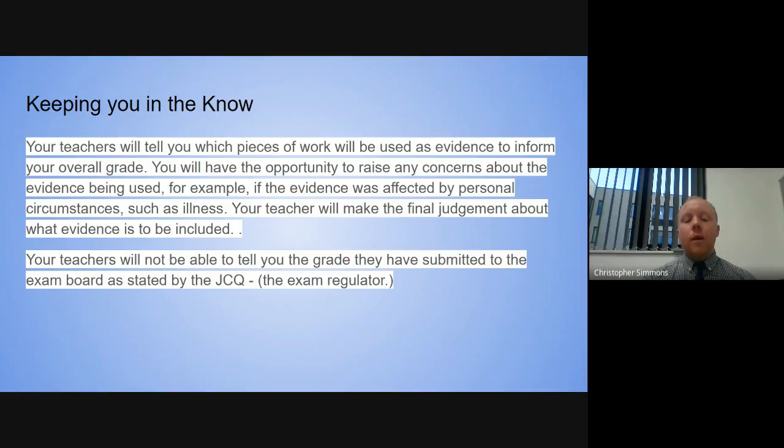Teachers will not be able to tell students the grade that is being submitted to the exam board, as stated by the JCQ, the exam regulator. This is really something that is non-negotiable because it could result in malpractice against the school and against the pupil. So it's vital that we don't tell pupils or parents their grades.